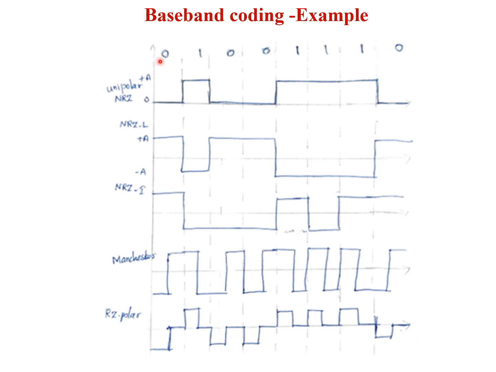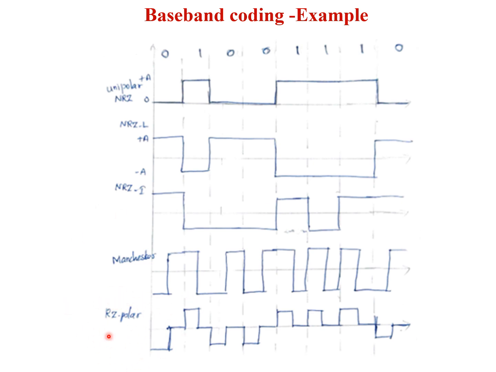How do you represent 0 in Manchester? A negative pulse followed by a positive pulse. Then 1 is a positive pulse followed by a negative pulse, then 0 a negative pulse followed by a positive pulse, then again 0 a negative followed by a positive pulse, then 1 a positive pulse followed by a negative pulse, then 1 a positive followed by a negative pulse, then again 1 a positive pulse followed by a negative pulse, then 0 a negative pulse followed by a positive pulse. Then the last one is RZ polar.